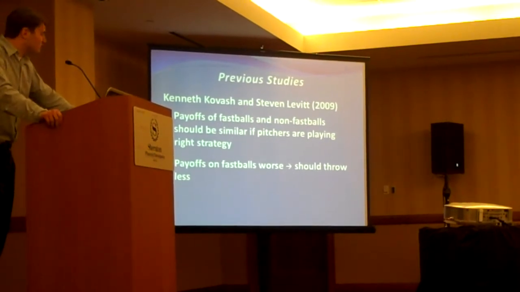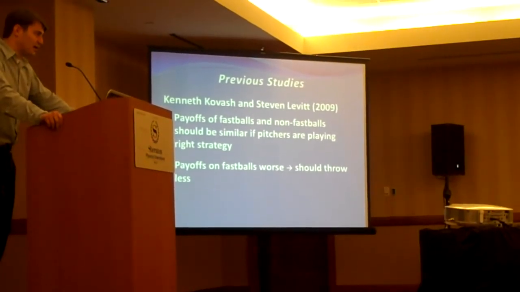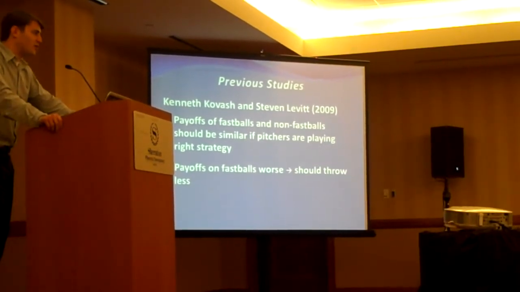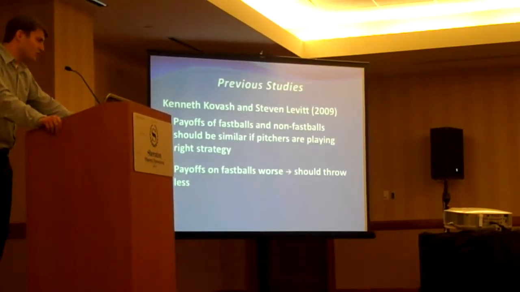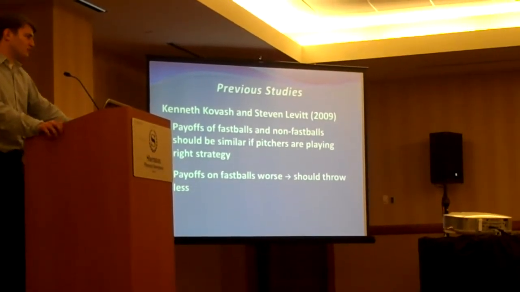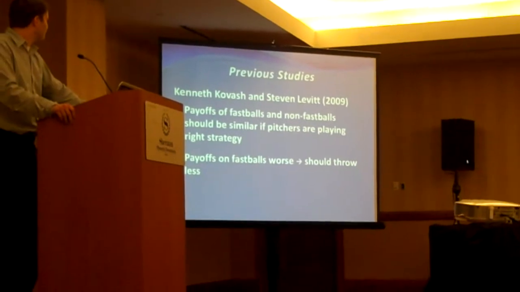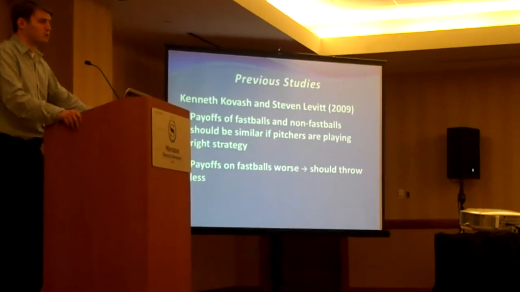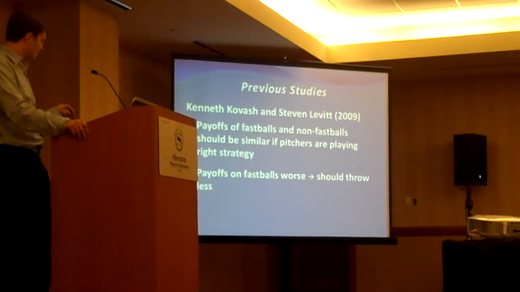And as a result, they should come out equal. They found that they don't quite come out equal, that fastballs were thrown too often, the payoffs on them were lower. I'm going to get a slightly different result. I think that the main reason that they found this was that they used OPS, which is a good metric, but it does underrate the importance of walks and therefore overrates the importance of non-fastballs, which can end up out of the strike zone a lot more.